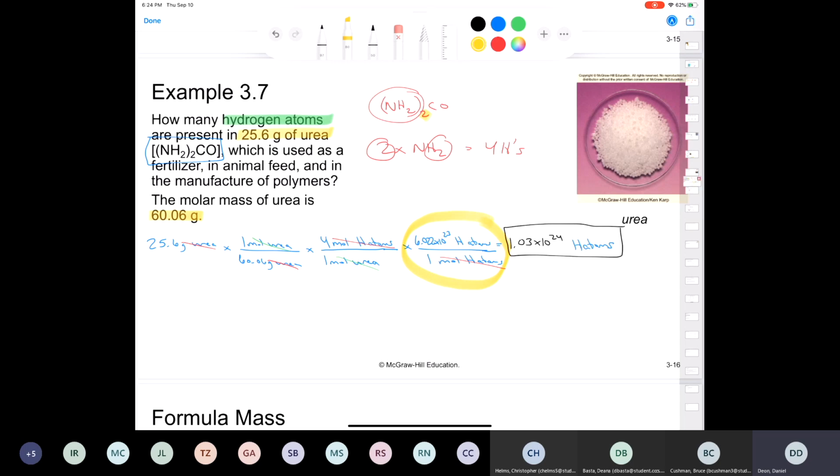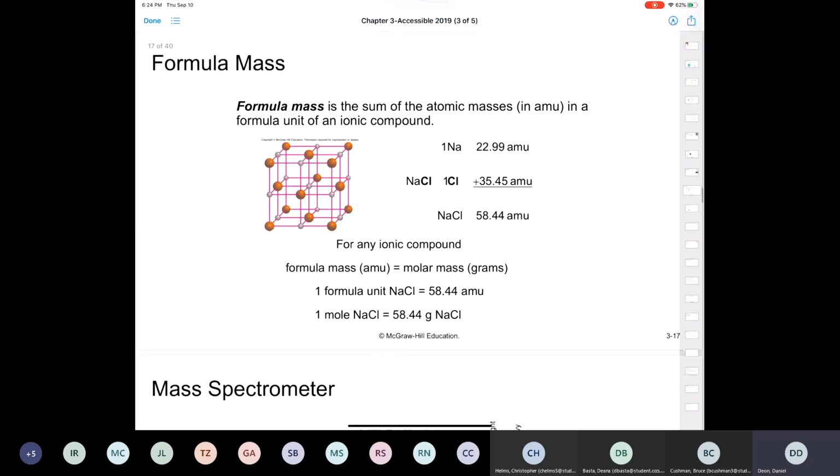All right, let's switch gears and talk about something called formula mass. You notice how so far all we've talked about is molar mass and atomic mass and molecular mass? We haven't talked about formula mass, because formula mass is used for ionic compounds. Formula mass is the sum of the atomic masses in the formula unit of an ionic compound.